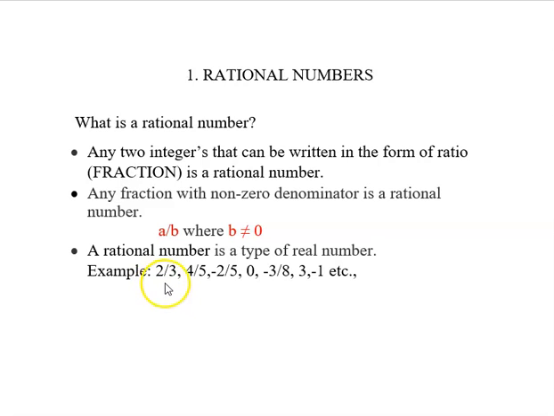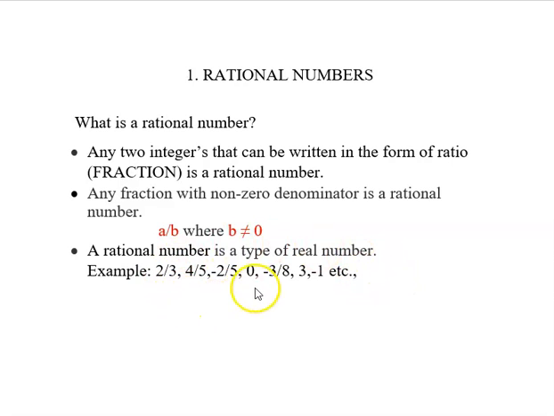We'll see some examples. So here 2 by 3 is a rational number, 4 by 5 is a rational number, negative 2 by 5 is a rational number, 0 is a rational number because it can be expressed as 0 by 1, that is in the form of a fraction. Negative 3 by 8 is a rational number. Again 3 is a rational number because it can be expressed as 3 by 1. Negative 1 is a rational number. It can be expressed as negative 1 divided by 1. So like this we have so many rational numbers.